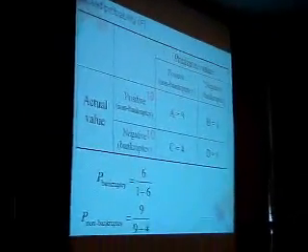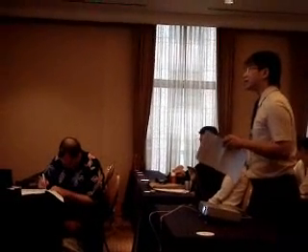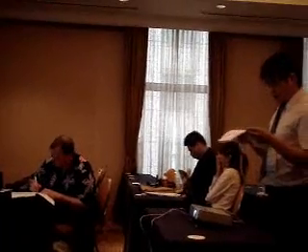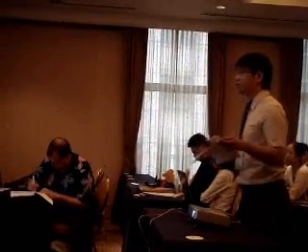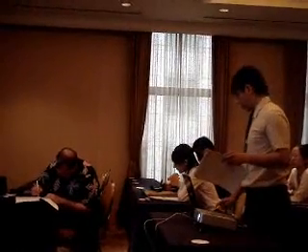For example, there are 10 non-bankruptcy companies and 10 bankruptcy companies. One classifier gives A9, B1, C4, D6. So we can find P bankruptcy and P non-bankruptcy.